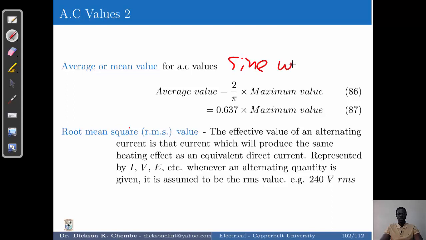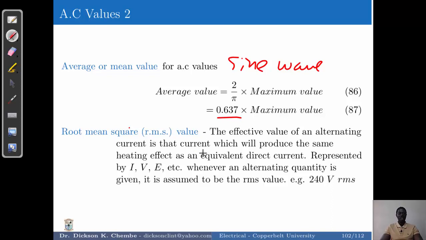But for sinusoidal waveforms, a sine wave, the average value, or the mean value, is 2 over pi multiplied by the maximum value. In this case, 2 over pi is the same as 0.637 multiplied by the maximum value.